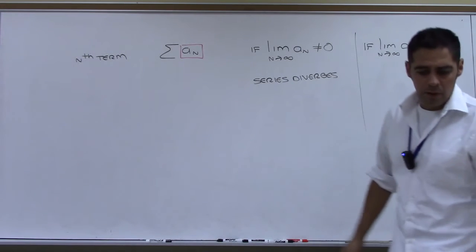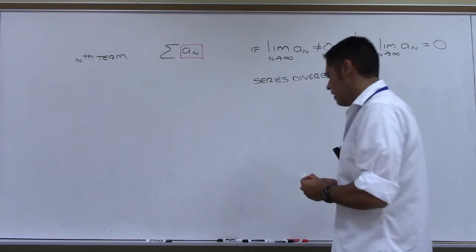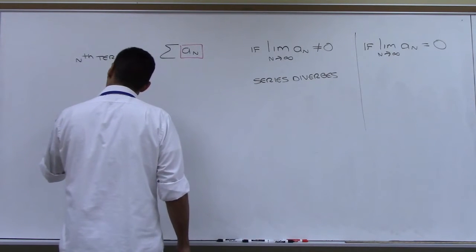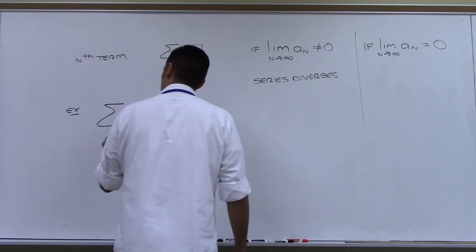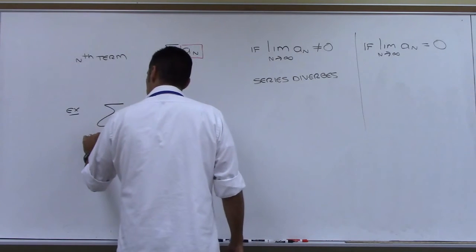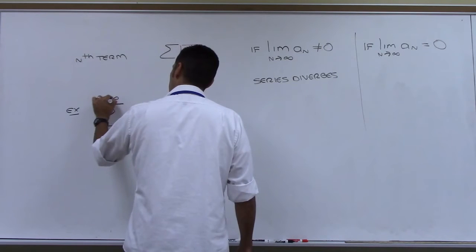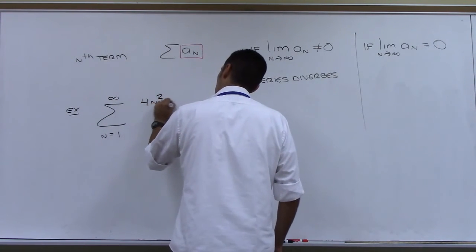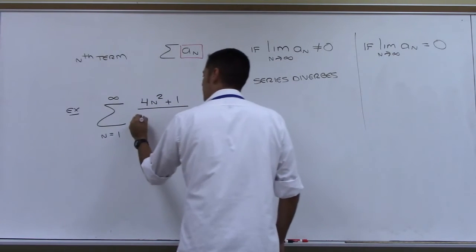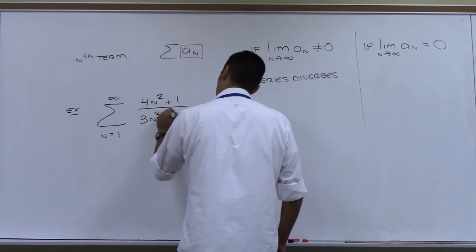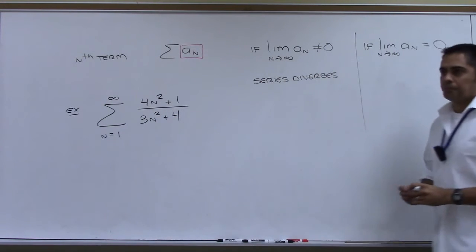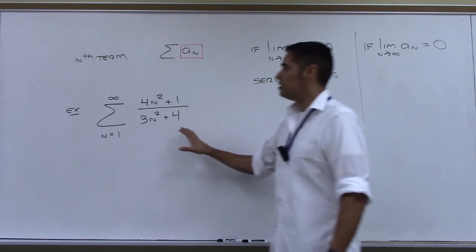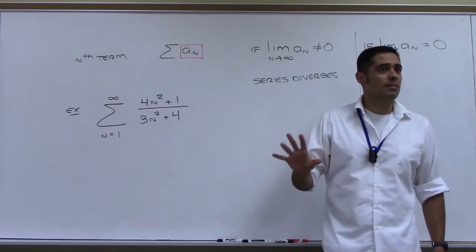So let me give you a quick example of something like this. How about: find whether or not this converges or diverges. The sum, n equals 1 to infinity, of 4n squared plus 1 over 3n squared plus 4. So is this anything that we talked about last class?